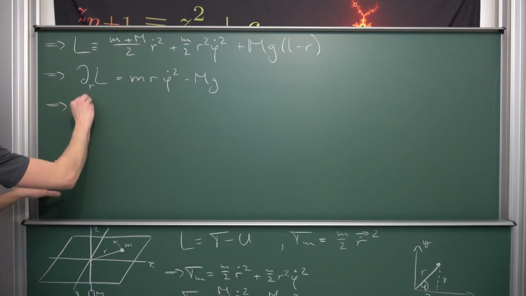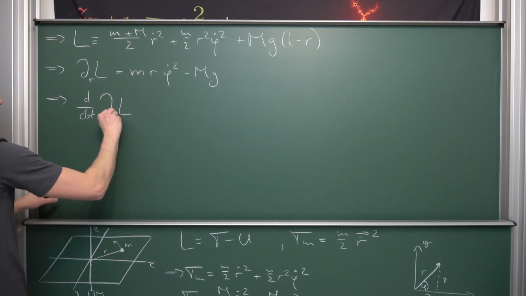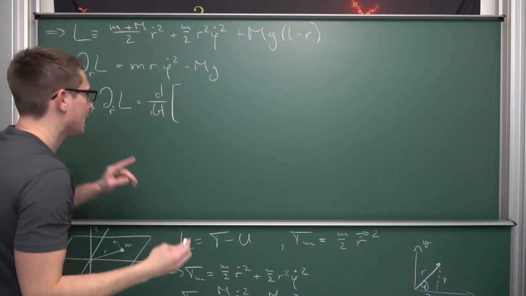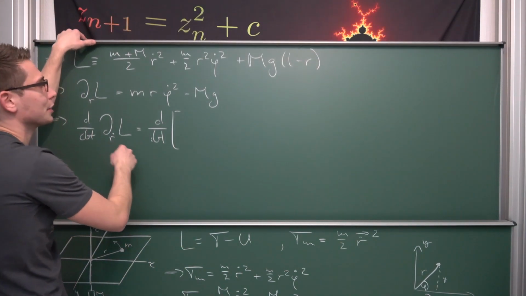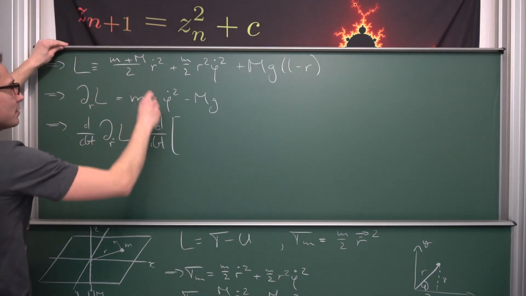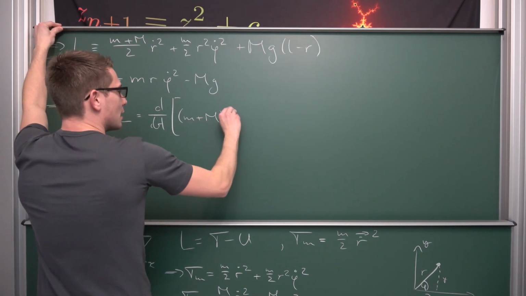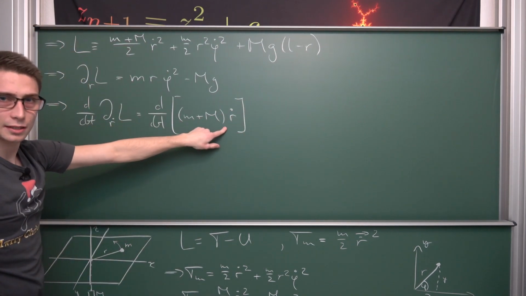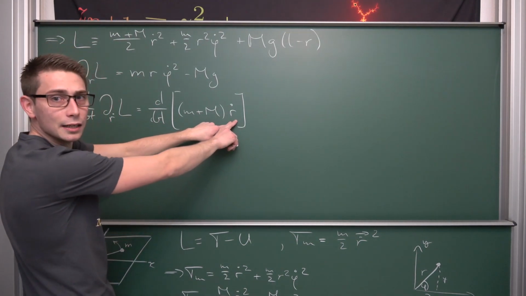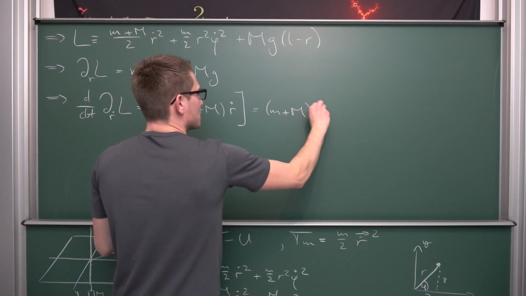Now, what about d/dt, the second part of the Euler-Lagrange equations, of the partial derivative of L with respect to r dot? Well, this right here is going to be the time derivative of, and now, be careful, okay, we are differentiating with respect to r dot at first. So this right here is not with respect to r dot, and neither is this one. Meaning we just have to differentiate this, leaving us with (m plus capital M), taking the 2 down, times r dot. And overall, differentiating this with respect to time, okay, masses are not time dependent in the system, meaning r dot is going to turn into r double dot, leaving us with (m plus capital M) times r double dot.